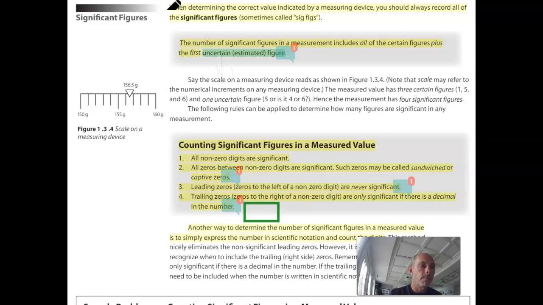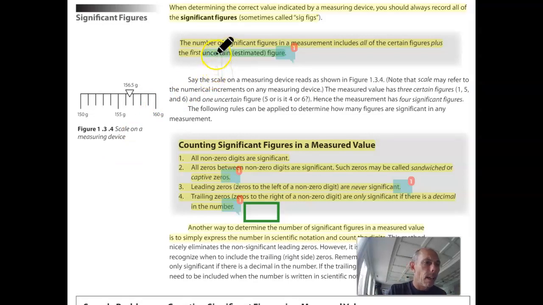All right, well, what does that mean? The next statement says the number of significant figures in a measurement includes all of the certain figures plus the first uncertain or the first estimated digit or figure. What that's basically saying is you record all the numbers from the device that you're sure of, all the numbers the device gives you, and then you always estimate one additional digit or one additional figure. And all those numbers you've written down, all of the certain digits that you're sure of from the device, plus this one additional uncertain or estimated digit, are together referred to as significant figures.